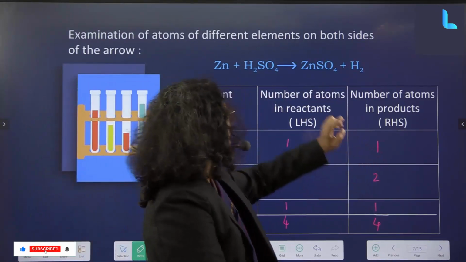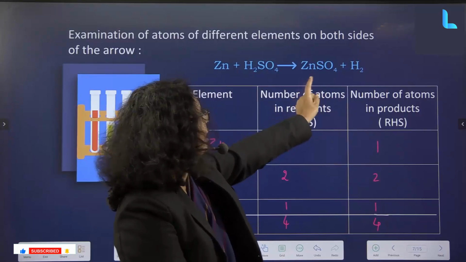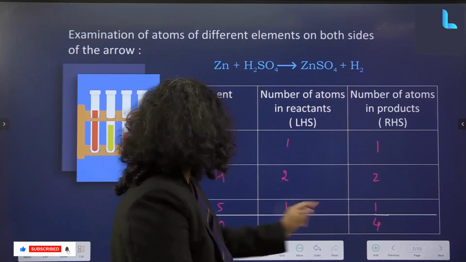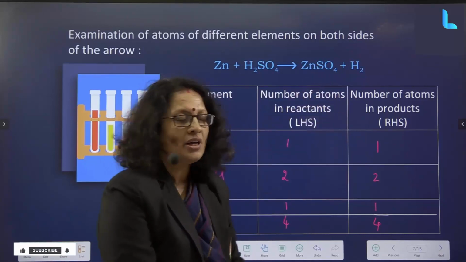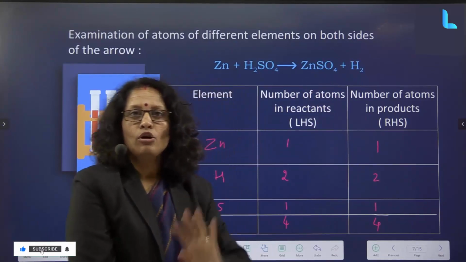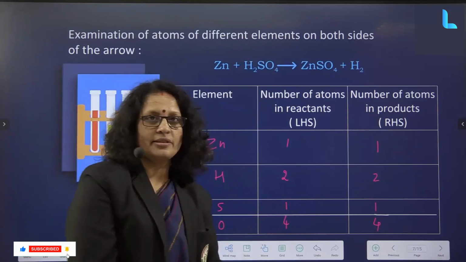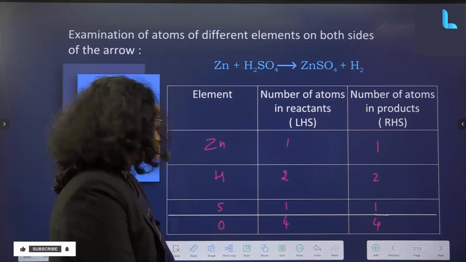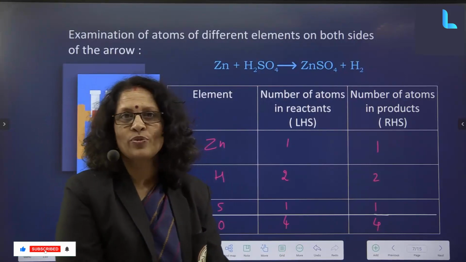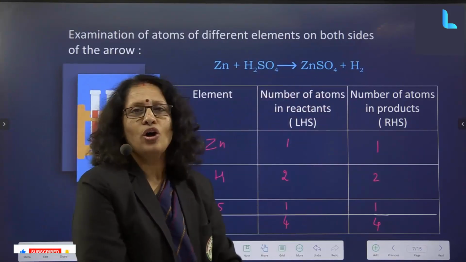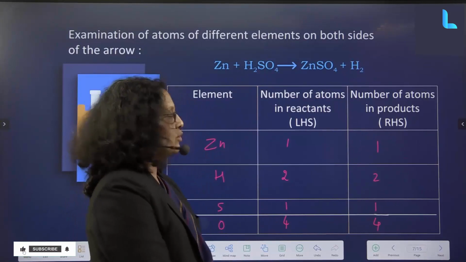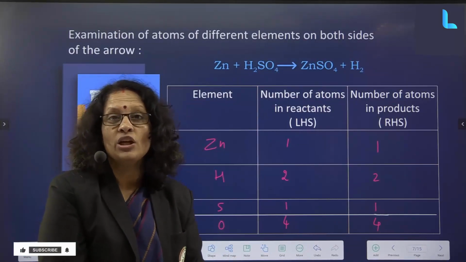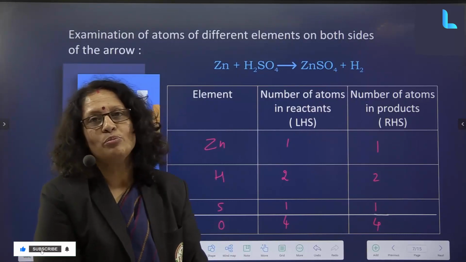Now on the right hand side we will see how many zinc atoms: 1, how many hydrogen atoms: H2, how many sulfur atoms: 1, and how many oxygen atoms: 4. Okay, so this is the total count for zinc, hydrogen, sulfur and oxygen. Now by seeing the count we can observe whether the reaction is balanced or not. Any number that is not matching or not balancing from left hand side to right hand side, which is unequal, we have to balance it.